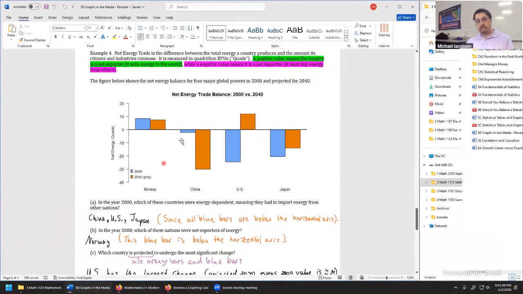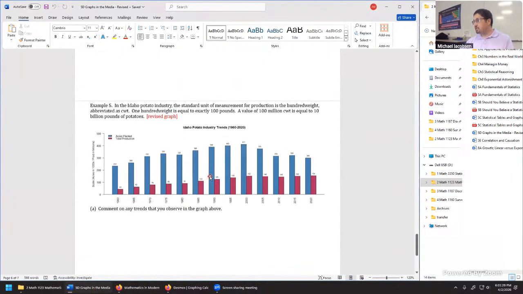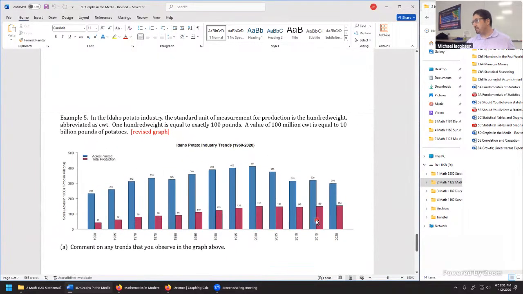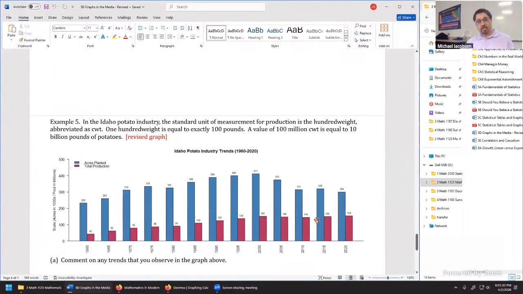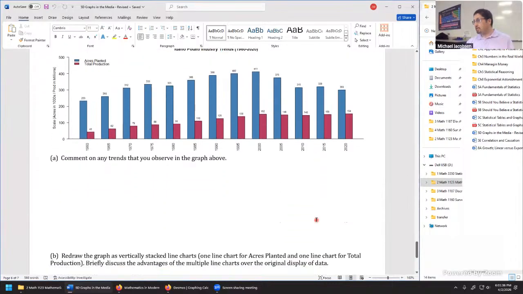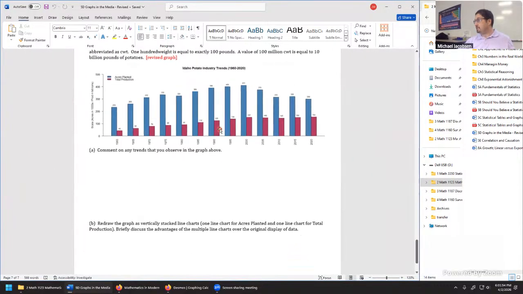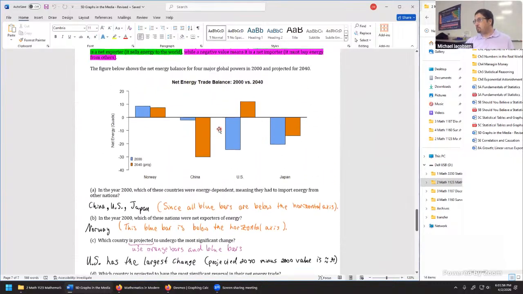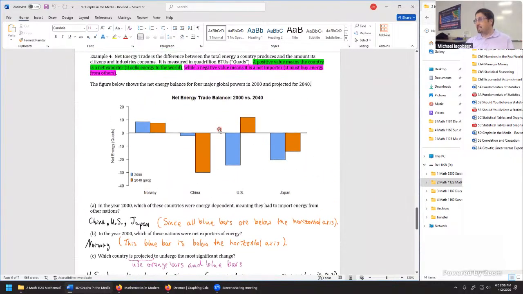One graph I did want to change for the revision is this one right here. Let me zoom in on this a bit. I felt like this graph was kind of challenging to work through when we're doing the second part, redrawing it with the vertically stacked line charts, without putting these numbers here that you see kind of small. So I'll make sure to read them out as we go. So that's the only revision. Same exact graph context, but I just changed the graphics on the graph itself.